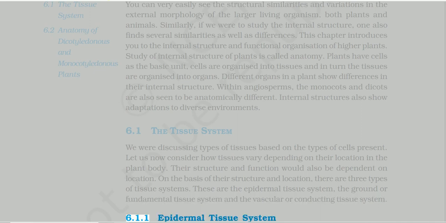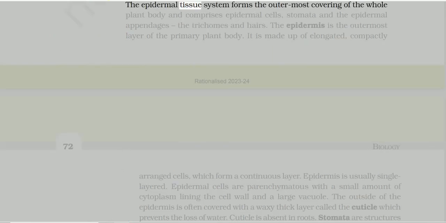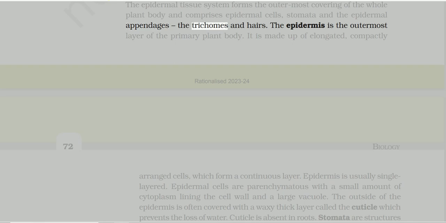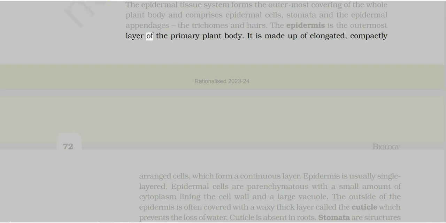Epidermal tissue system. The epidermal tissue system forms the outermost covering of the whole plant body and comprises epidermal cells, stomata, and the epidermal appendages, the trichomes and hairs. The epidermis is the outermost layer of the primary plant body. It is made up of elongated, compactly arranged cells, which form a continuous layer.